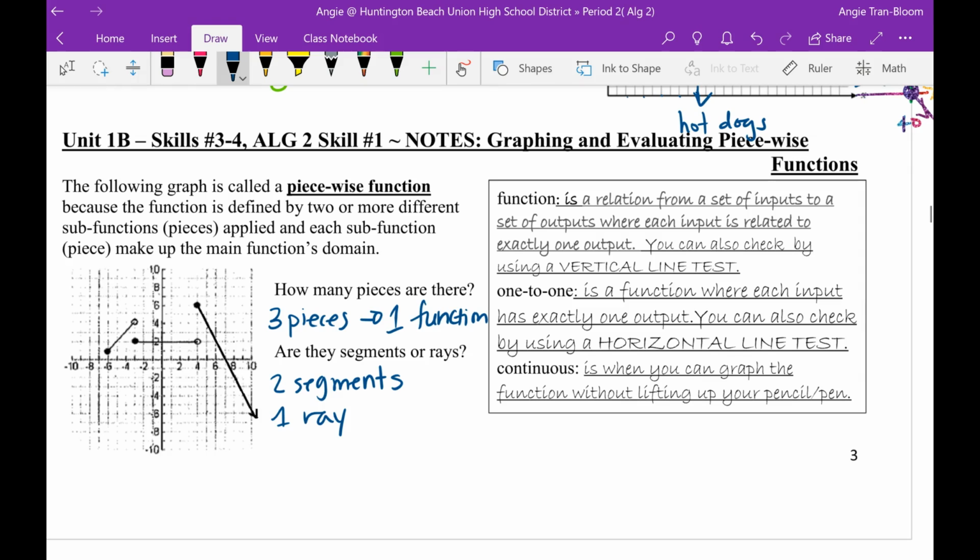Here's a piecewise function. Is this a function, class? If I draw a line, okay, is my vertical line going to intersect at any time two or more points? I see this and I see this. So if you said yes, what are you thinking about? Are you thinking about this? Yeah. Look at this. This vertical line intersects this and that.